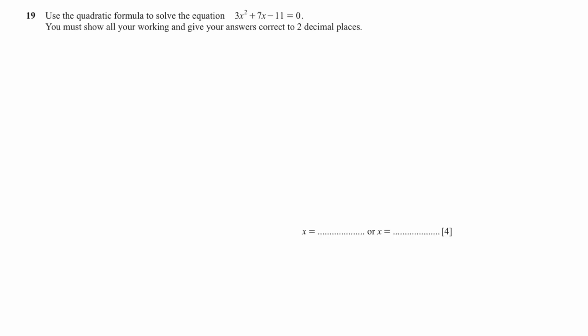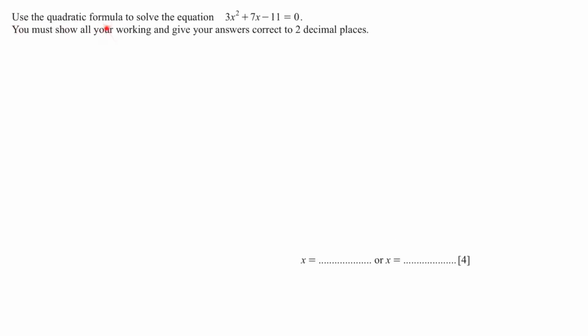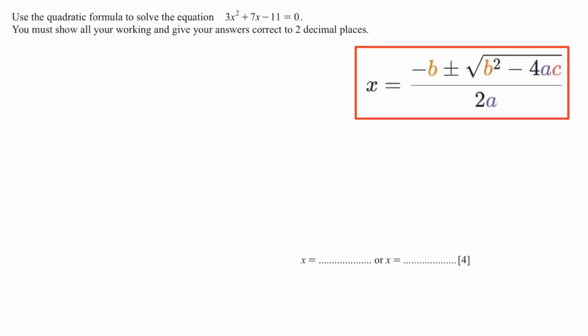Question number 19. Use the quadratic formula to solve the equation 3x squared plus 7x minus 11 is equal to 0. You must show all your working and give your answers correct to 2 decimal places.